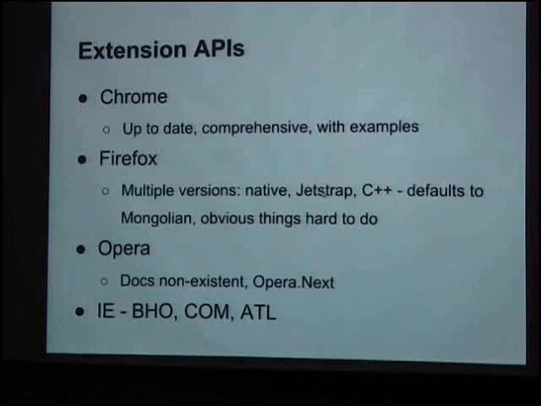Let's talk about what the APIs look like, and I'm listing them from best to worst. So in Chrome, you have more or less up-to-date documentation that's fairly comprehensive and comes with examples. Firefox, the story isn't anywhere near as good. You actually have multiple different APIs. There's a native API, which looks very much like the DOM API, so very long method names and scary definitions and lots of undocumented features. And typically when you Google for Firefox add-on documentation, that's what you get.